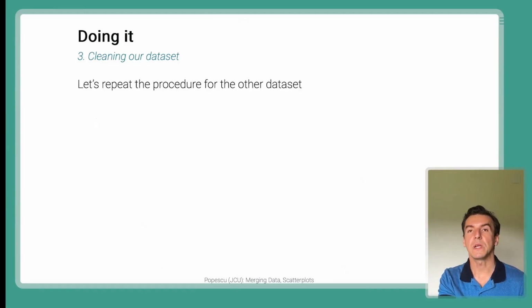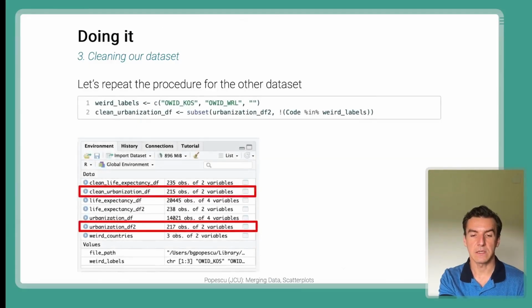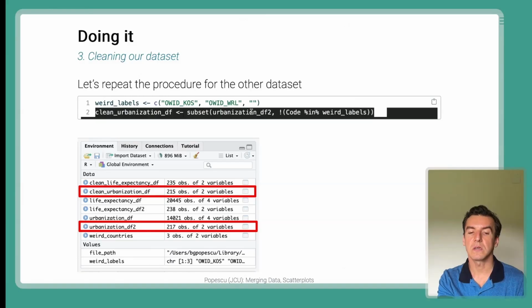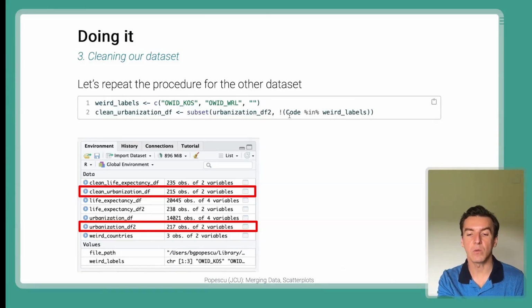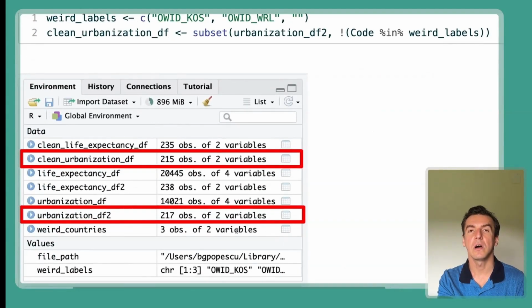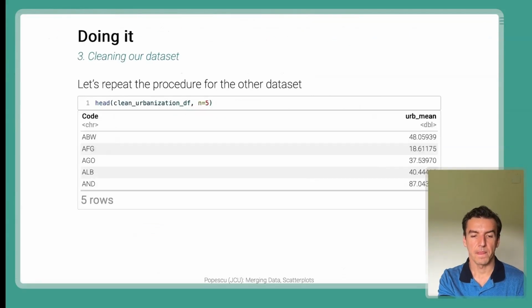So let us now repeat the same procedure for the other data set. So we still have these weird labels. I would just go with the clean urbanization DF, meaning we're just getting rid of all these weird labels. Here too, notice how our new urbanization data frame, clean underscore urbanization underscore DF, now has 215 observations as opposed to 270. Okay, so this is what our new data set looks like.